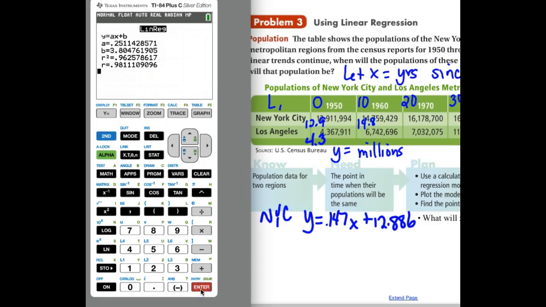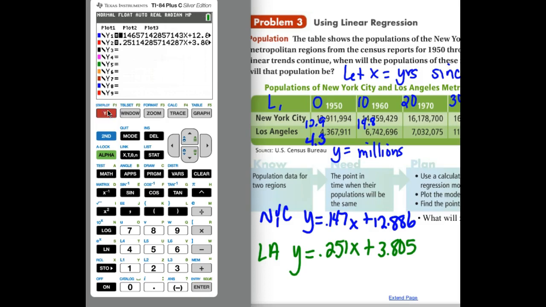Once again, notice that we have a very strong correlation. For LA, our equation is y equals 0.251x plus, the intercept is 3.805. Now if I look at my Y equals screen, you'll see that it's put those whole big decimal numbers in there for me already. And what I want to do is find where these intersect.